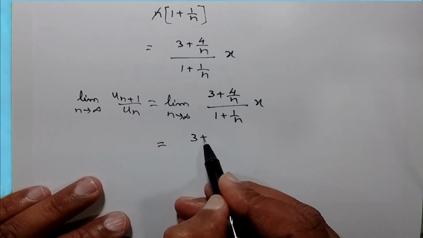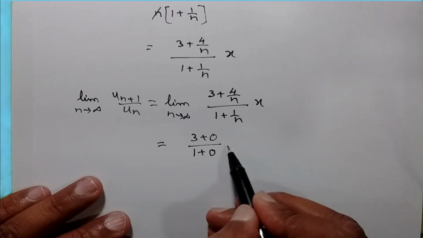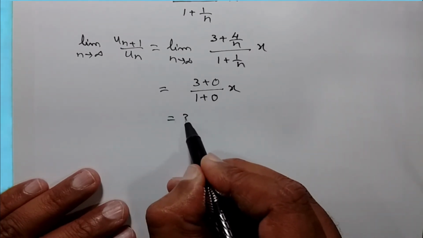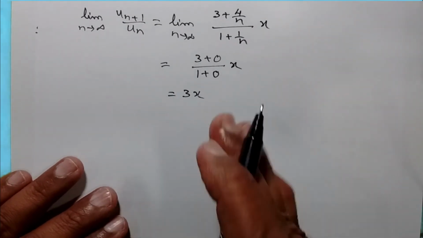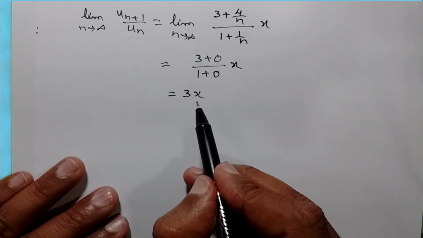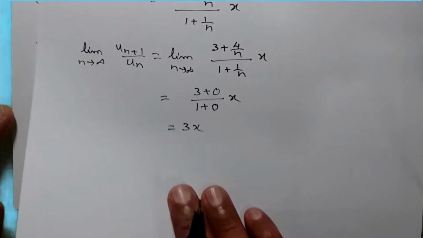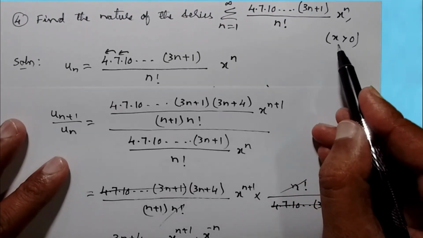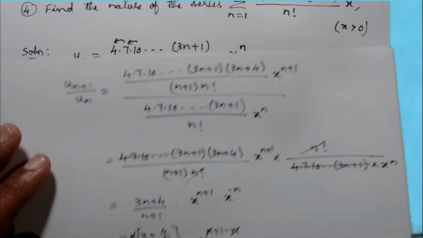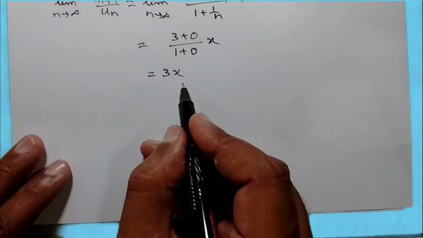So we'll just get 3 plus 0. Denominator 1 plus 1 by infinity will be 0 times of x. So it is 3 by 1, which will be 3. So we'll just be getting 3x. Now whether the series is convergent or divergent depends upon the value of x, right? But if you observe the question, it is very clearly given that x is greater than 0, that means it is a positive value. So there is a positive value, and let us try to see what the condition will be.